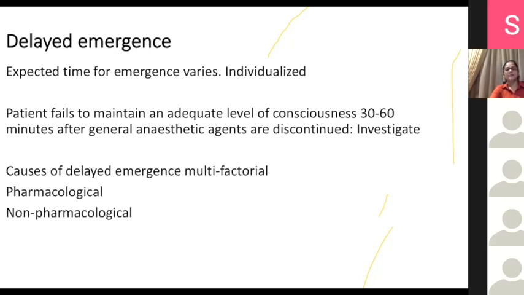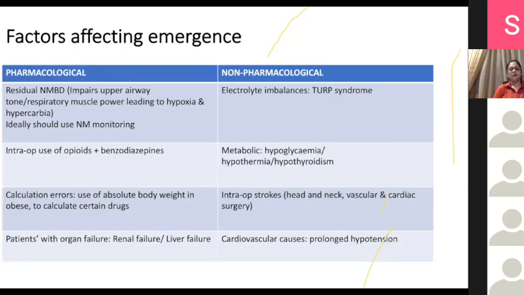And this requires investigation. Now, it's important for us to have a little bit of theoretical knowledge as to what could be the causes of delayed emergence, which is actually multifactorial. I've displayed this in this table. There could be pharmacological as well as non-pharmacological causes. So we all know drug-induced. Residual paralysis can impair upper airway tone and also respiratory muscle power, leading to hypoxia and hypercarbia. And ideally, we should be using neuromuscular monitoring if we use these drugs, especially in patients who have prolonged surgery or some form of organ impairment.